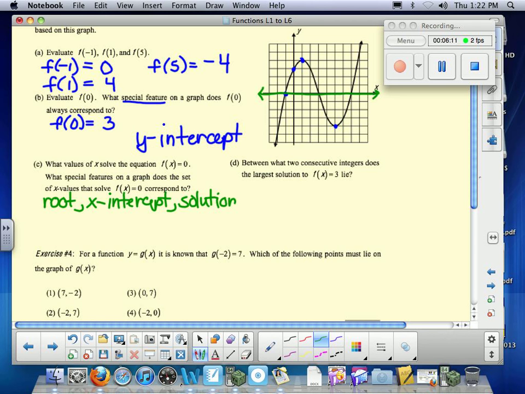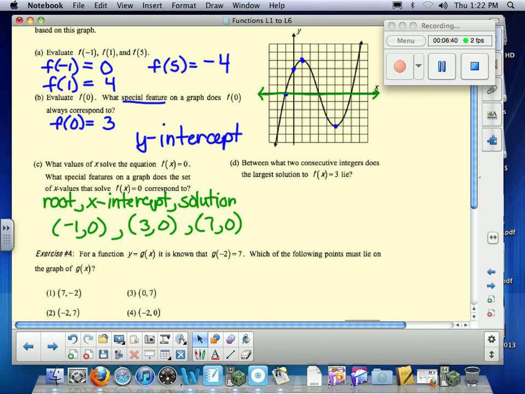So how many places is this function equal to 0? 3. At 0, sorry, I lied, negative 1, 0. Is it 3, 0? Yeah. And 7, 0? Good.